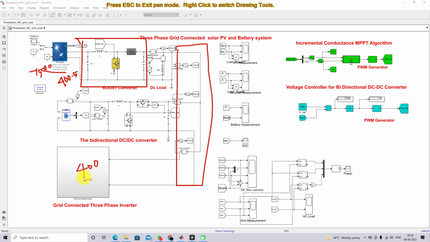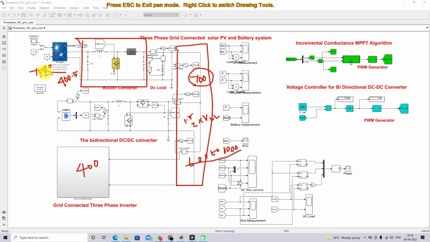If the grid line to line voltage is 400, then we need to select the DC bus voltage between 1.5 to 2 times of the line to line voltage. That means 1.5 into 400, 2 into 400. So we can choose the DC bus voltage around 600 to 800. But here I am going to take the average of these two values. So 600 plus 800 divided by 2 is equal to 700. So I am going to select the DC bus voltage as 700.